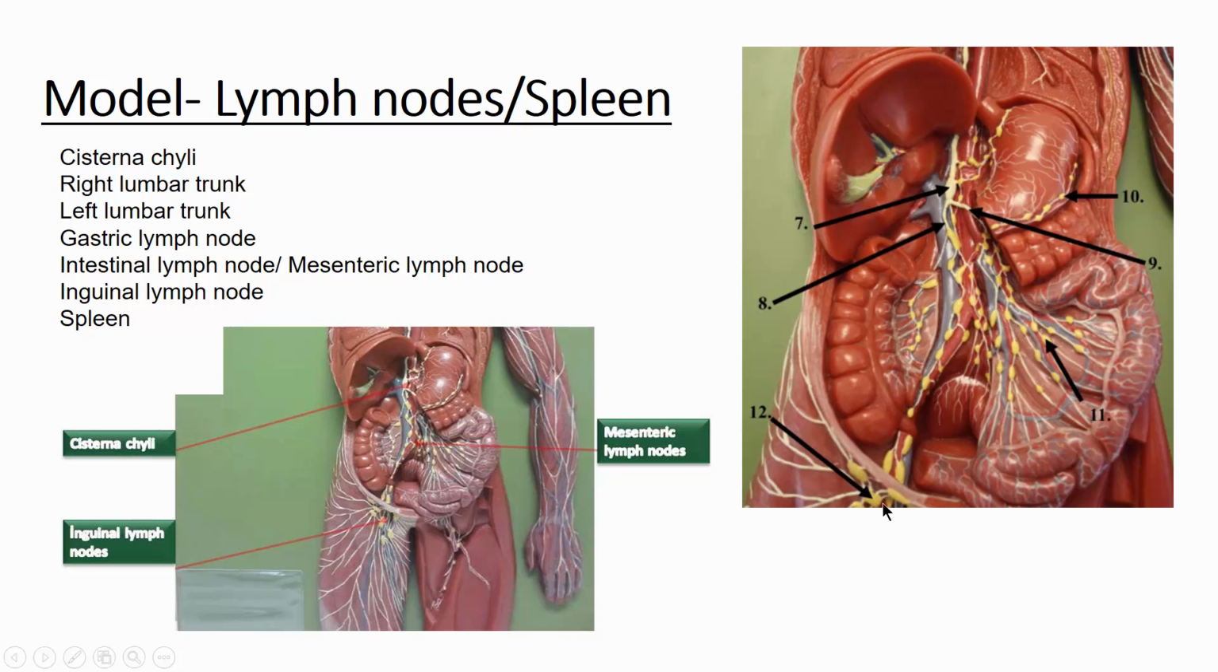And you have the inguinal lymph nodes. So remember the inguinal region where the trunk of the body starts to go into your thigh. The inguinal lymph nodes there are from the lower extremities.